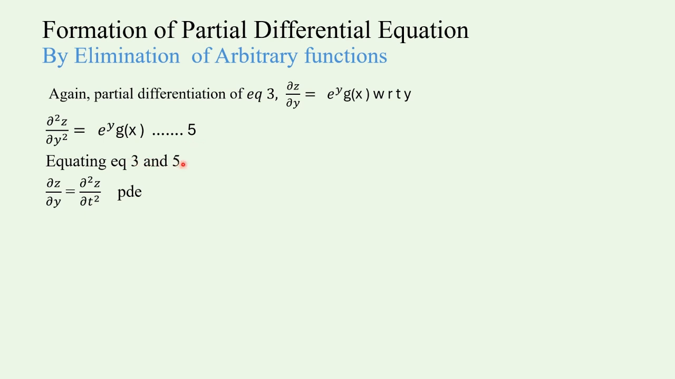Now, when we compare equation 3 and 5, we see these two are same. So, equating equation 3 and 5, we get dou z by dou y is equal to dou square z by dou y square. So, this is the required partial differential equation.